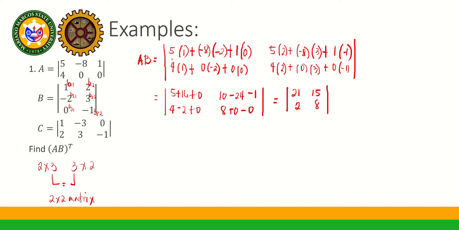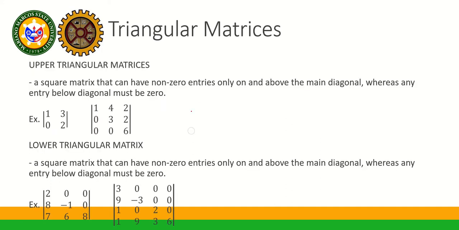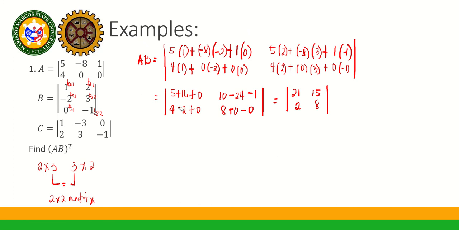0 times negative 2 is 0. My goodness. Sorry for that. That should be minus 0. So this will be equal to 4. And this is negative 15. Okay, so ito yung AB natin.